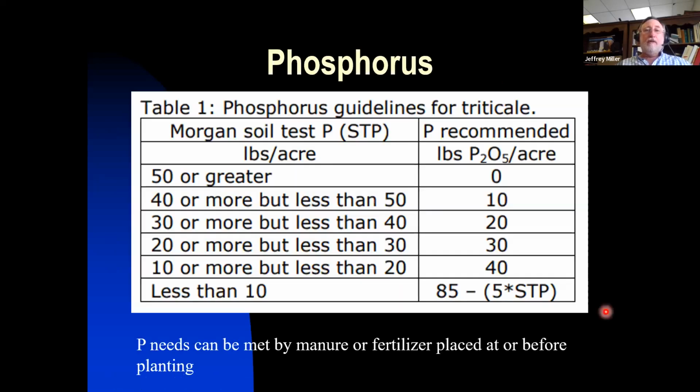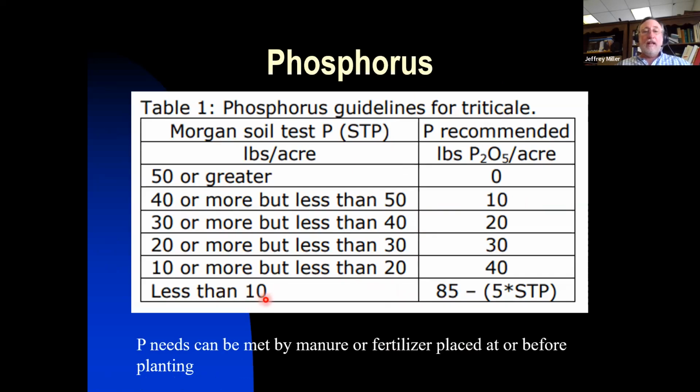So developed for this crop, for triticale, planted in the winter and harvested as forage in the spring, these were the rates of phosphorus that were determined to be best based on soil test phosphorus levels. So 40 is pretty high, right? That's very high in the Cornell standard, still suggesting 10 pounds of P2O5 per acre, okay?